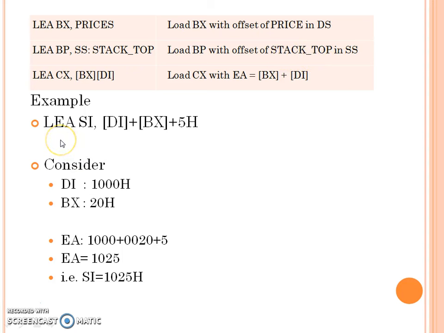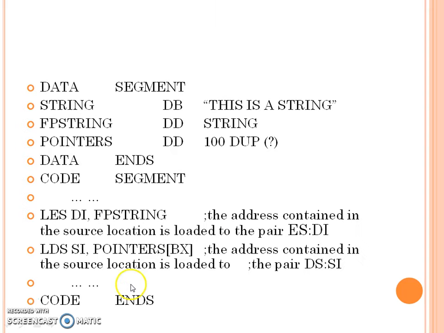An example can be given as LEA SI, [DI plus BX plus 5]. So if DI is 1000 and BX is 20, we can say that the effective address is 1000 plus 20 plus 5, that is 1025. That is, the new value of SI will be 1025H.